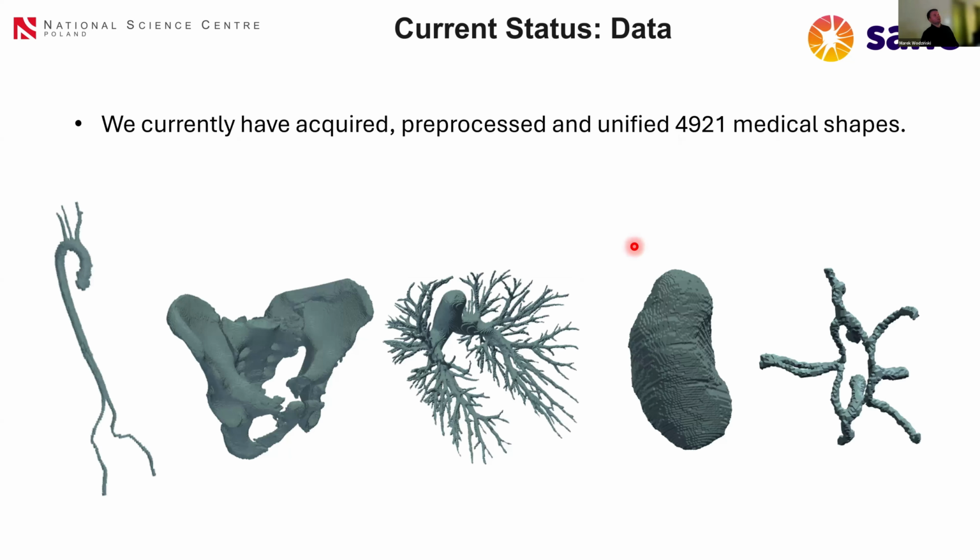In terms of the current status of the data, we have currently acquired, preprocessed, and unified almost 5,000 medical shapes, presenting different structures. For example, aorta, pelvis, the pulmonary artery tree, kidneys, circle of Willis, and many others, so that we have them already prepared for our downstream tasks. So this is work in progress.